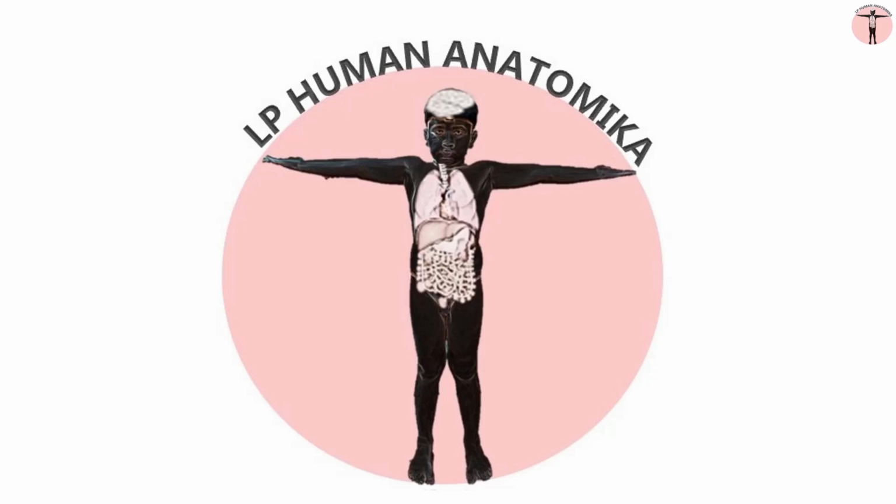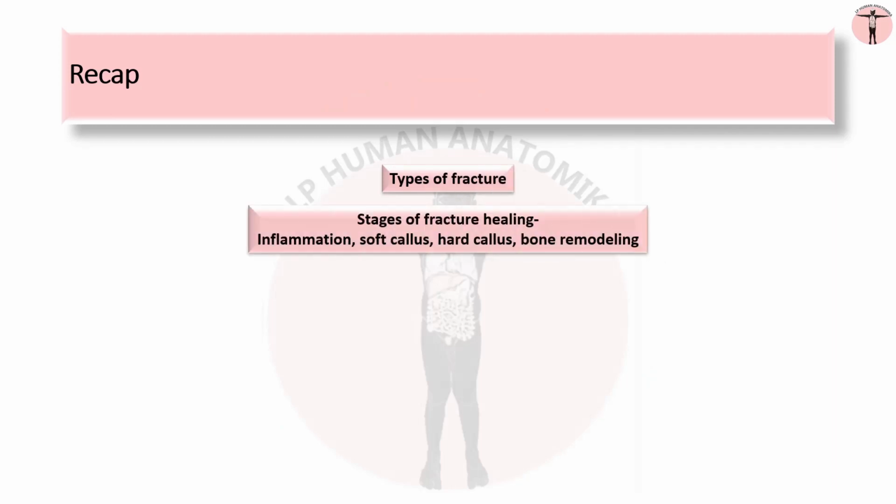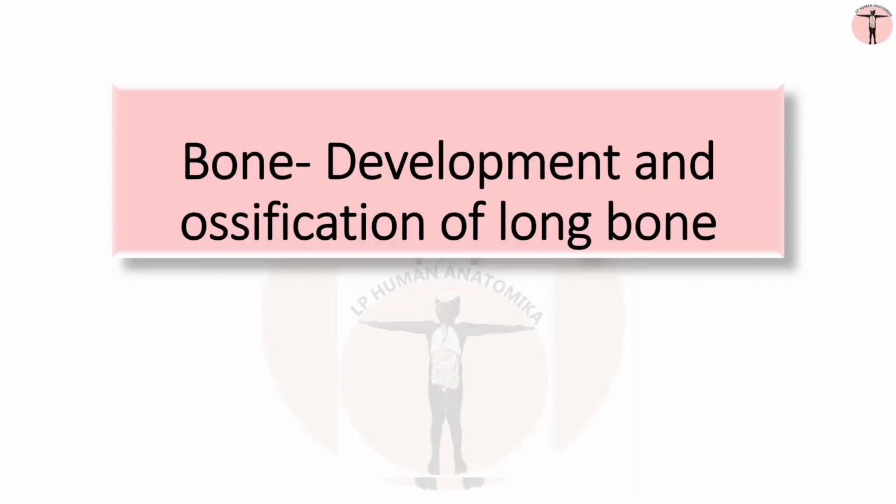Welcome back to Anatomiqa. To recap, in the previous session, we discussed different types of fracture, stages of fracture healing, that is inflammation, formation of soft callus, hard callus, and bone remodeling, and finally, local and systemic factors that affect the bone remodeling or healing. In this session, we will be discussing development and ossification of long bone.